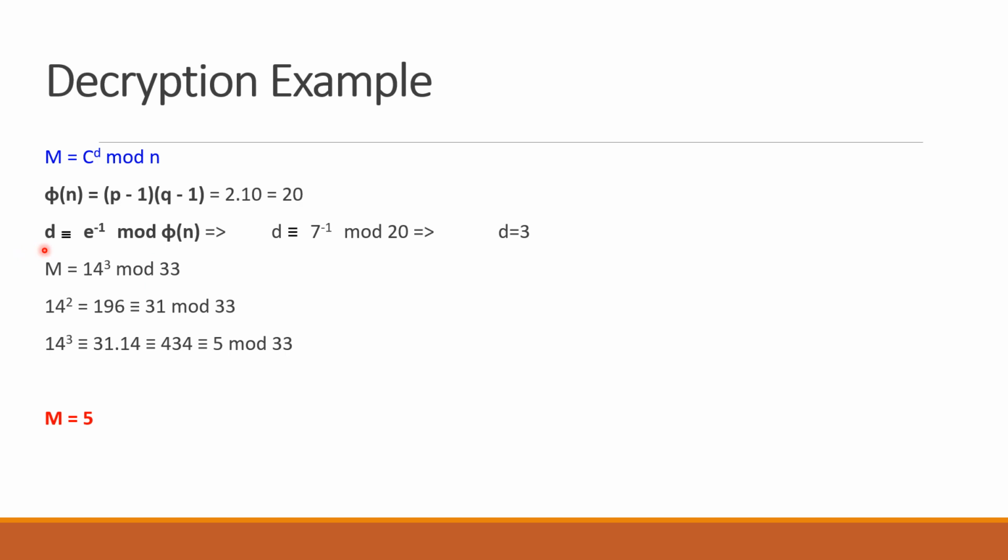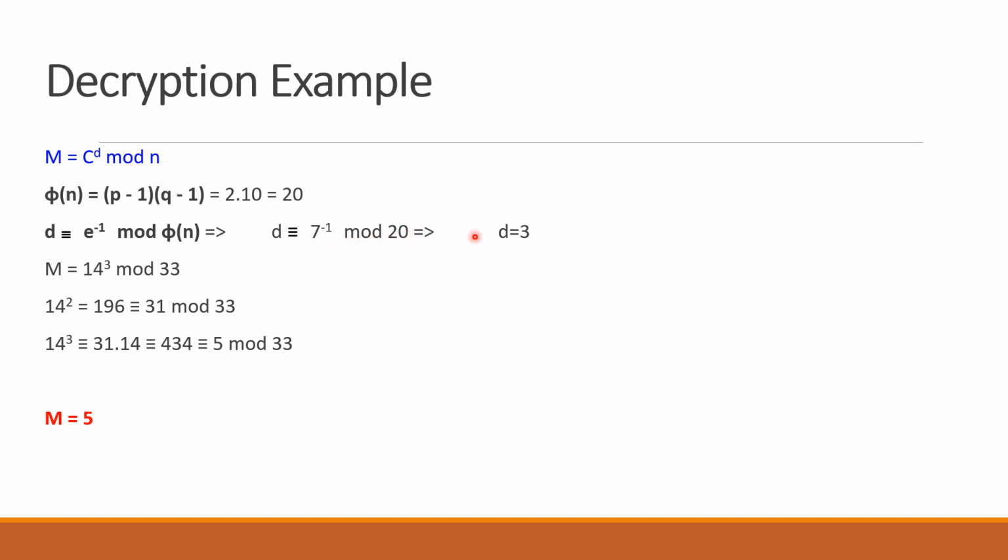Now I have a formula to calculate my D value. D is equal to E inverse mod phi of n. What is my E value? It is given as 7. 7 inverse mod phi of n. I have to find out what number, if I multiply with this 7 and take the modular operation, will give me one value. 7 ones are 7 mod 20.